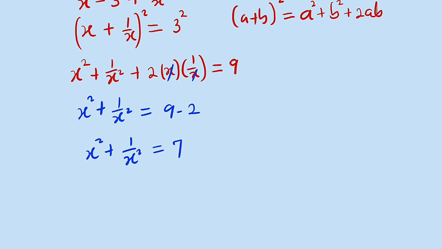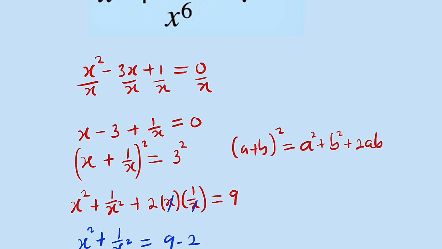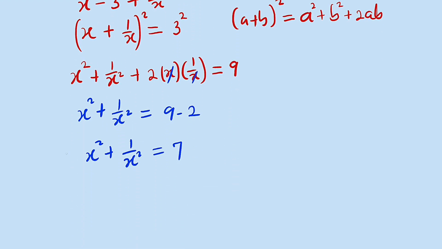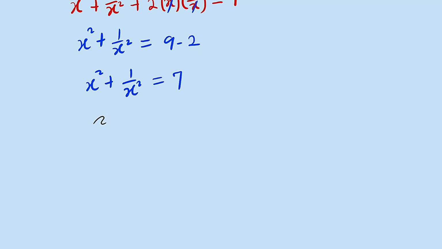We are almost done. Remember, our main target is to find x to the power of 6 plus 1 divided by x to the power of 6. But what we are having here is x to the power of 2. I know that if we cube this, we are going to obtain terms that have power of 6. So let's do that. So we are going to cube both sides. This is x squared plus 1 divided by x squared all raised to the power of 3 equal to 7 to the power of 3.